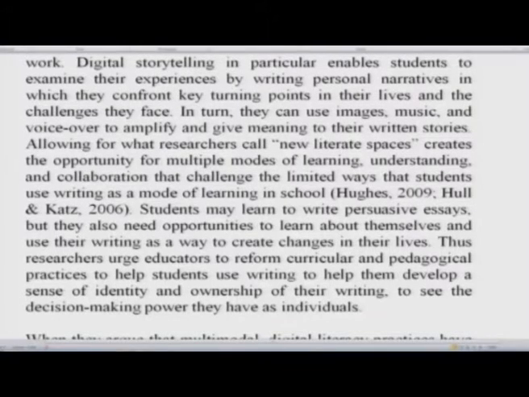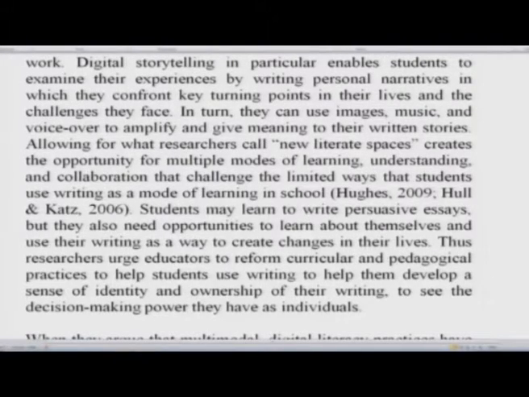Allowing for what researchers call new literate spaces creates the opportunity for multiple modes of learning, understanding and collaboration that challenge the limited ways that students use writing as a mode of learning in school. Hughes 2009, Hull and Katz 2006. So, this is another important feature. You cite previous studies. We will look at citation and reference styles later on.